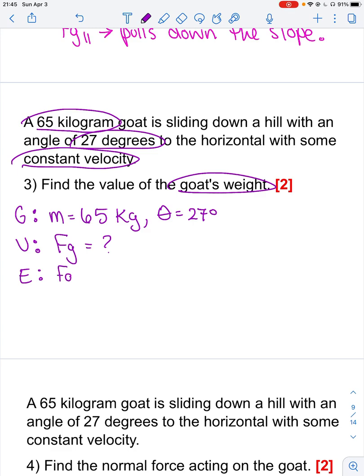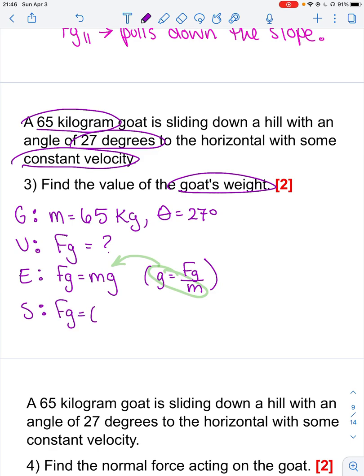So we know the formula to be Fg equals mg. Again, on your reference table, you'll see it as the following. That's okay. All you have to do is some cross multiplication, and then that's how you get that form.